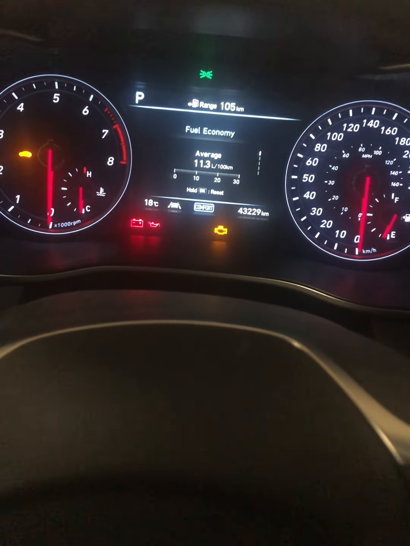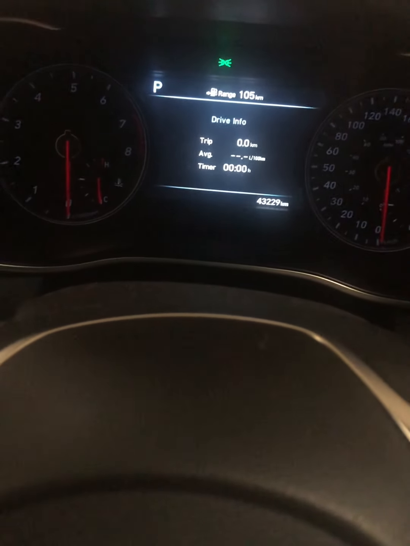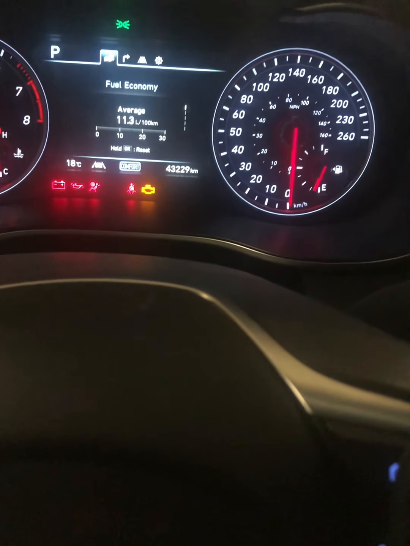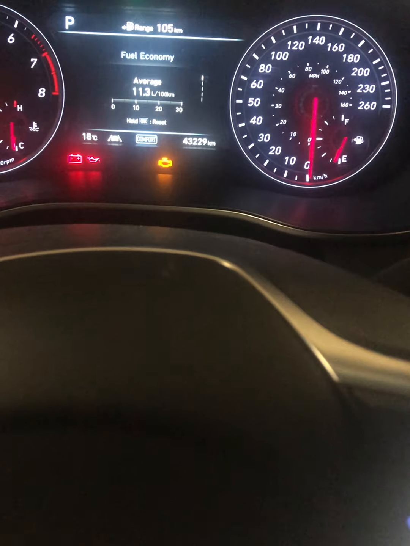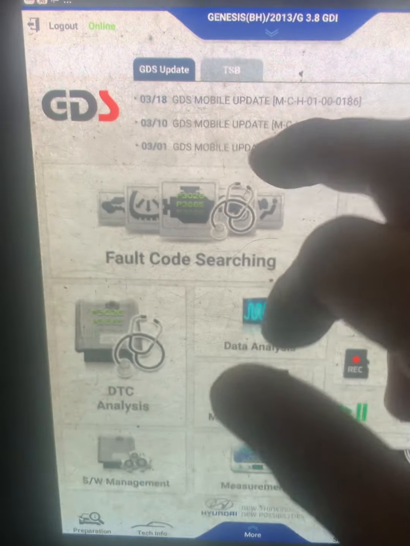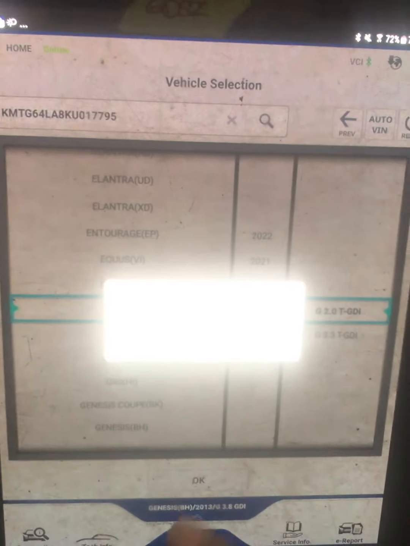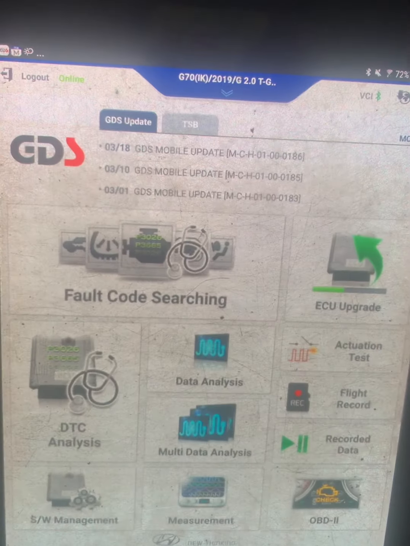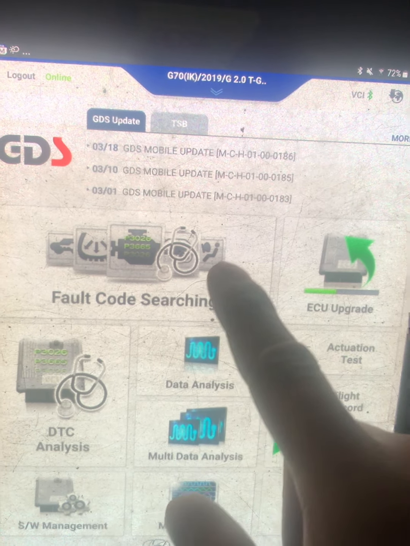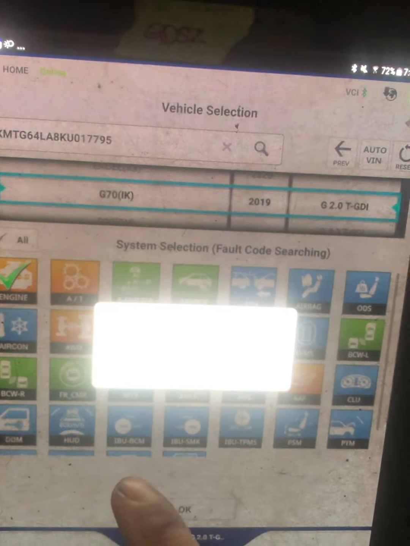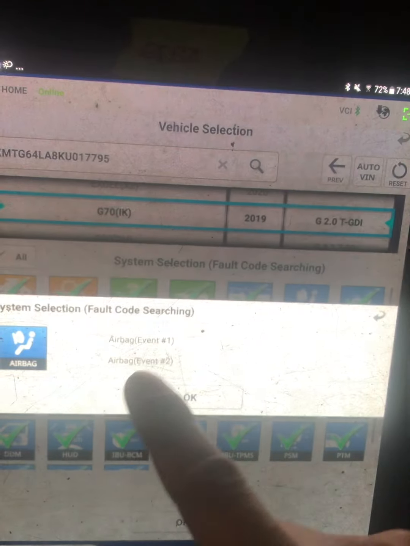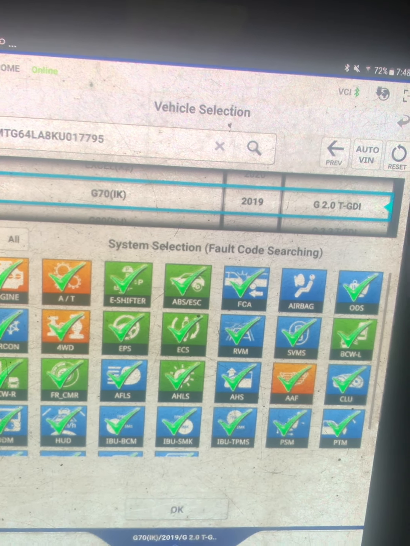Okay, that just stalled. So we have the check engine light on while it was running, and it revs up. Let me just scan it and see what's on the check engine light. I asked some questions too. Let me just run the full code searching system test.